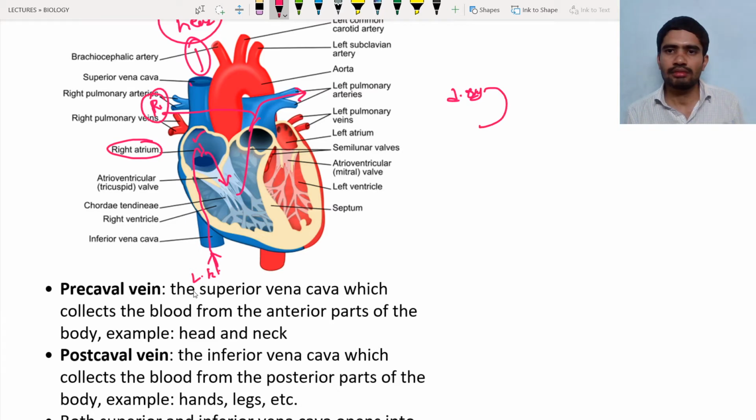Deoxygenated blood will be converted to oxygenated blood, and this oxygenated blood will be again received into which chamber? That chamber is known as the left atrium. So the left atrium is going to accept blood from the lungs, both left and right lung. So here you can see from the right lung and from the left lung, this chamber is going to receive the blood through which blood vessel? That is known as pulmonary veins. The pulmonary veins are the blood vessels that will bring oxygenated blood from the lungs to this chamber.